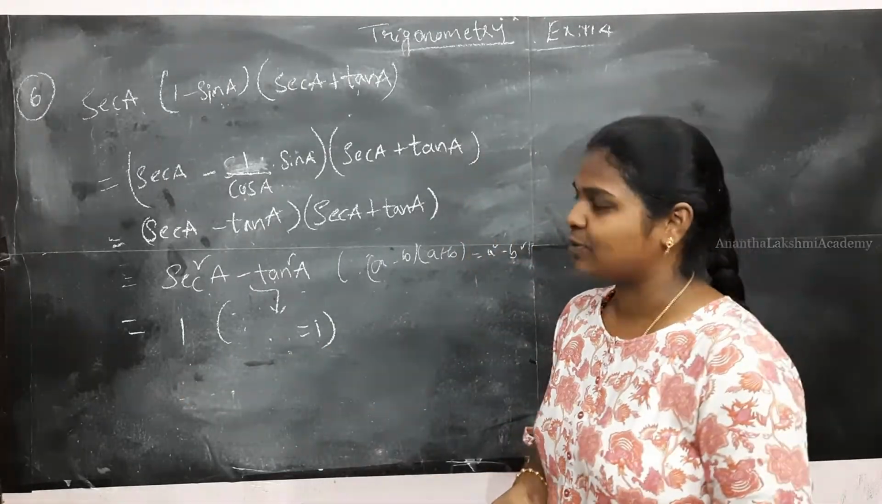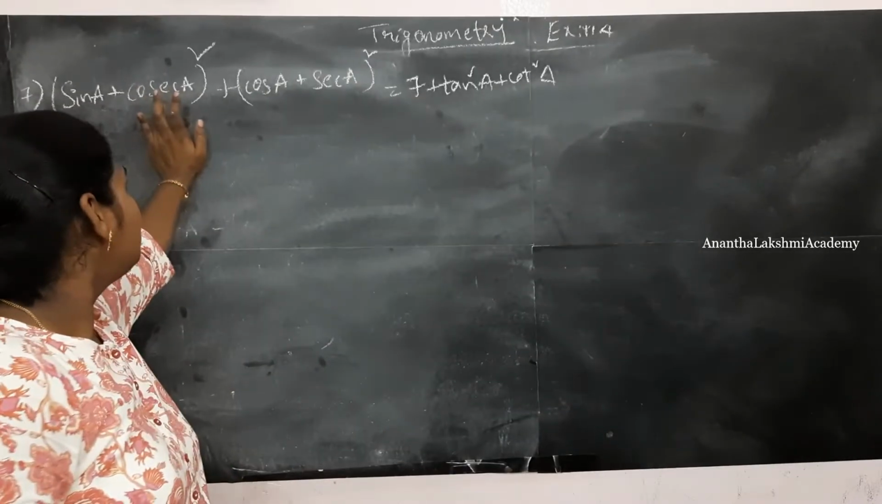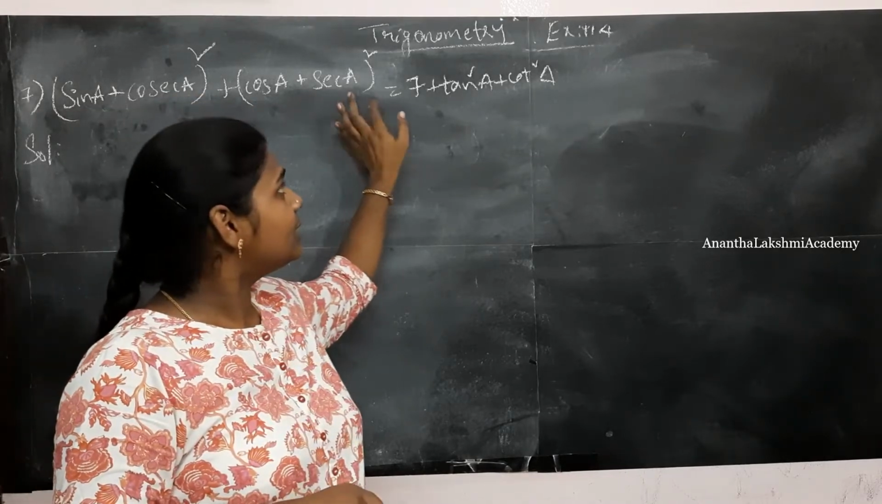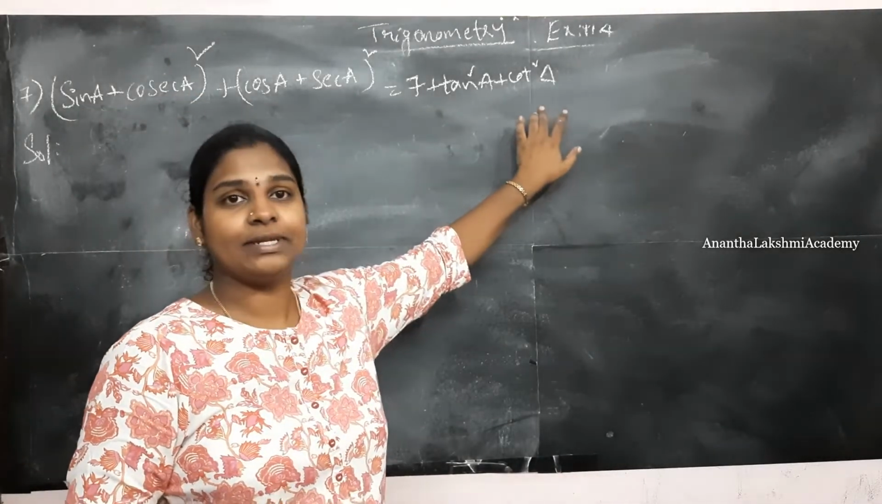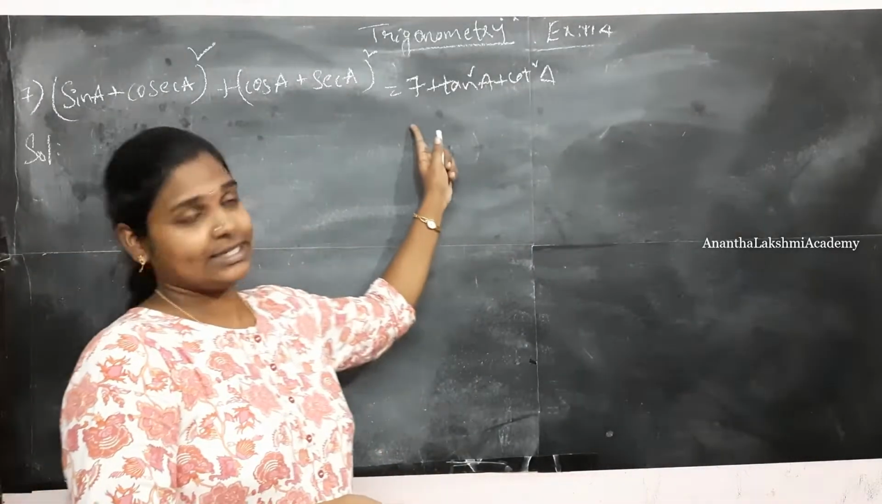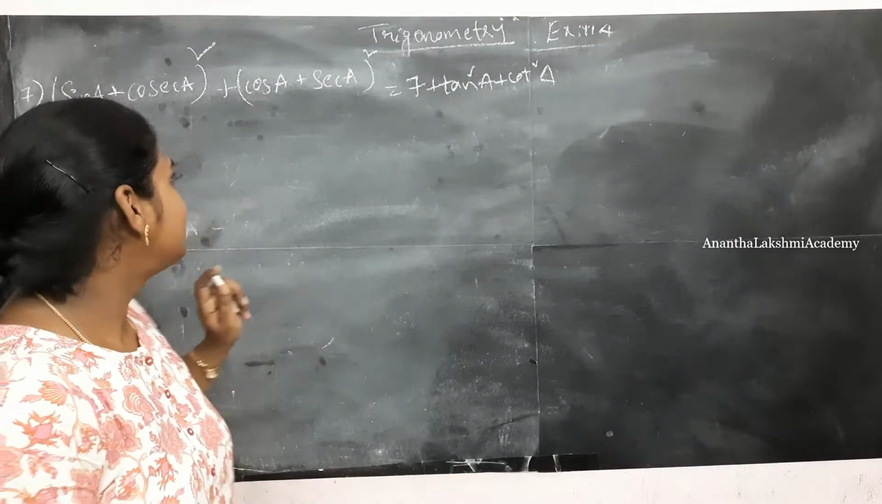That's all for the sixth problem. So for the seventh problem: (sin A plus cosecant A) whole square plus (cos A plus secant A) whole square is equal to 7 plus tan square A plus cot square A. If you simplify the LHS part, we should be getting this part. Okay, so let's prove that.